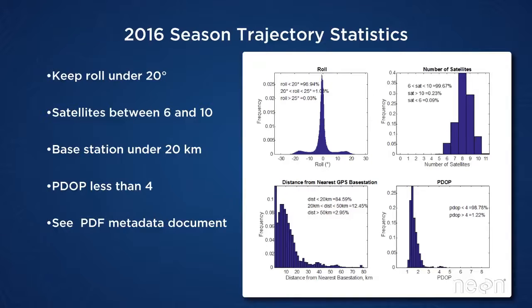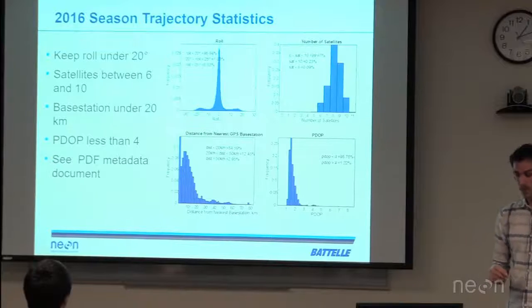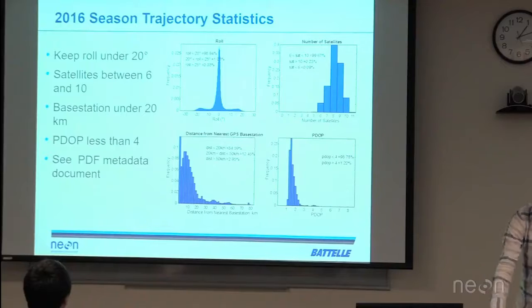And then this is the distance to the nearest base station. You can see for most of the time we're below 20 kilometers. There are some times where we get up a little bit higher, but that's generally during transits between the site and the local airport.